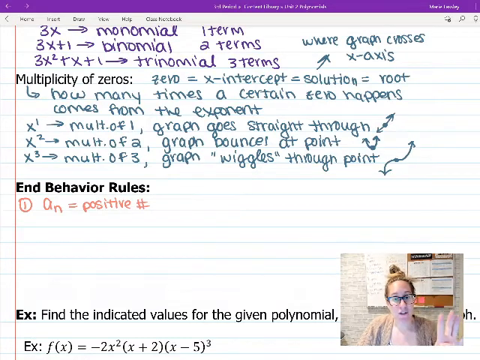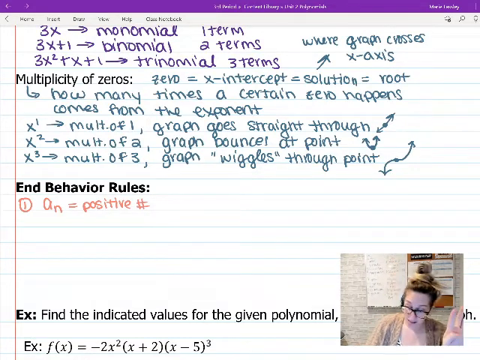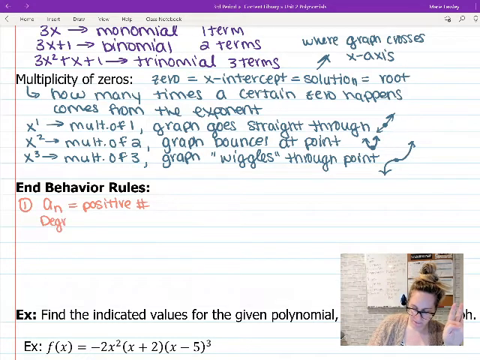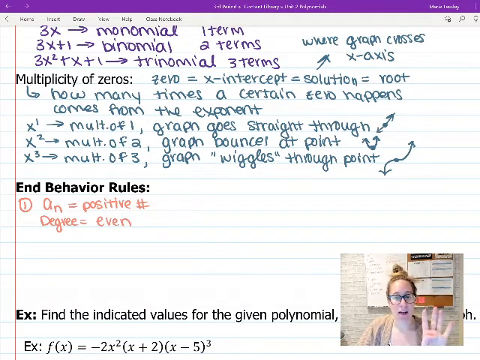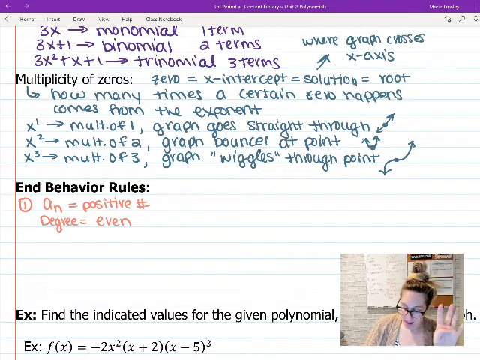Okay, so our leading coefficient is positive and our degree, that's probably a better word, is even. All right, so this is scenario number 1. So we have a positive leading coefficient and it's an even degreed function. It will always have this type of shape.